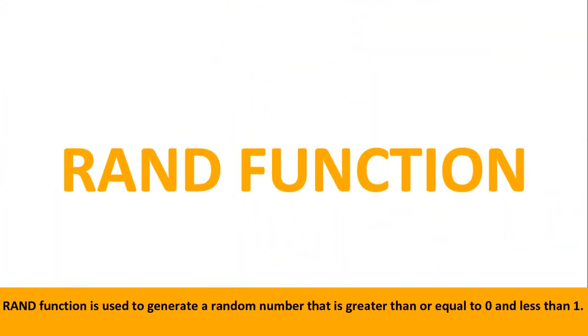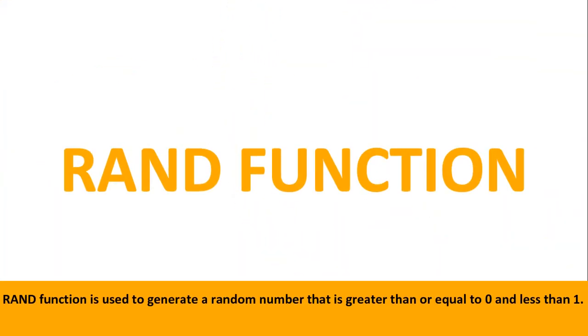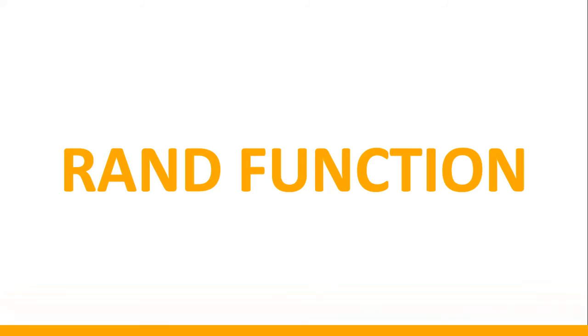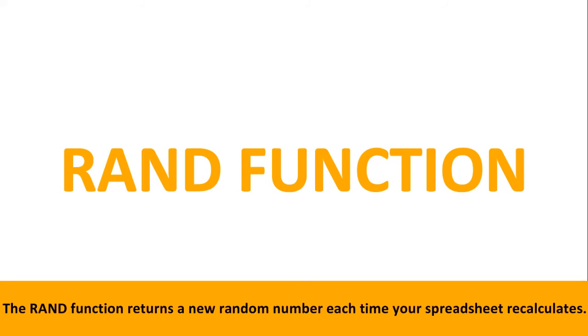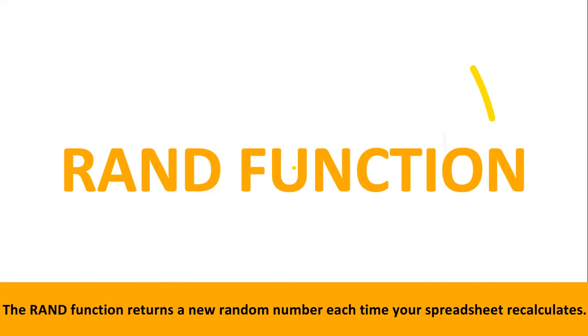So, let's get started. The RAND function is used to generate a random number that is greater than or equal to 0 and less than 1. The RAND function returns a new random number each time your spreadsheet recalculates.